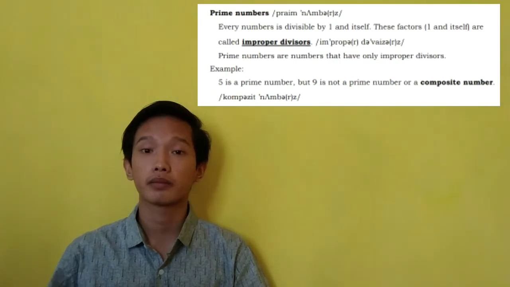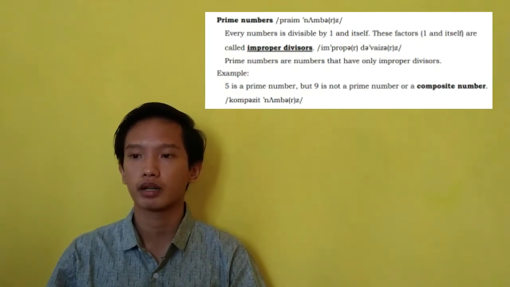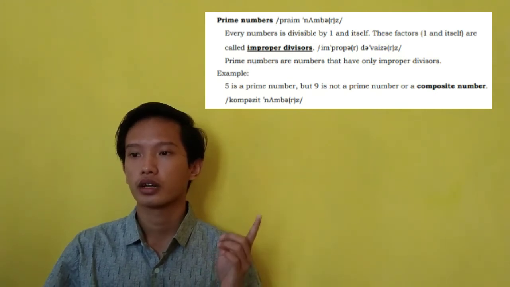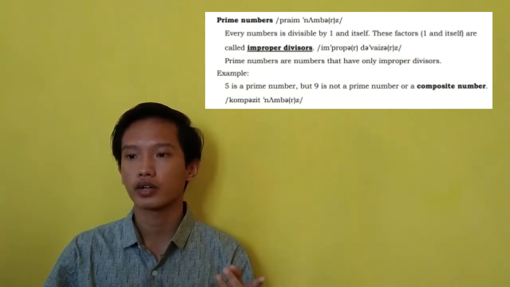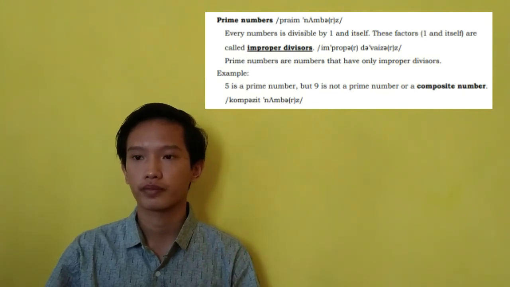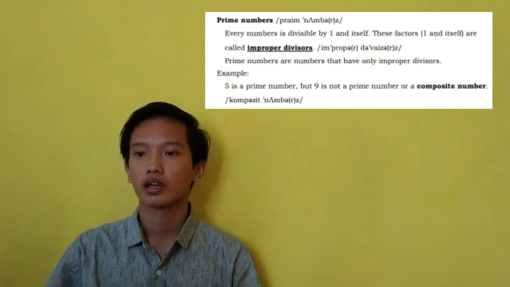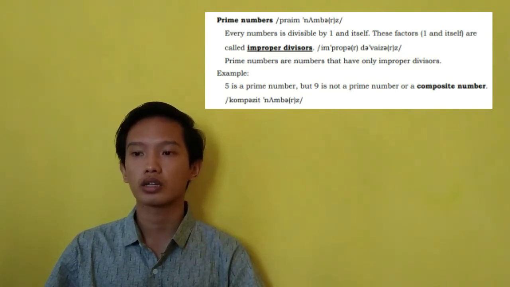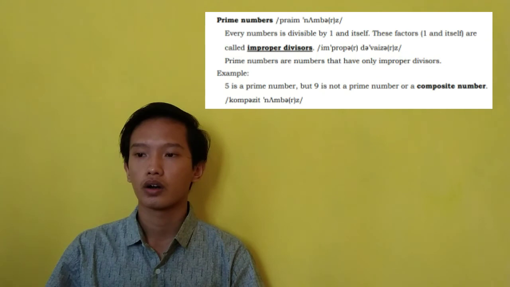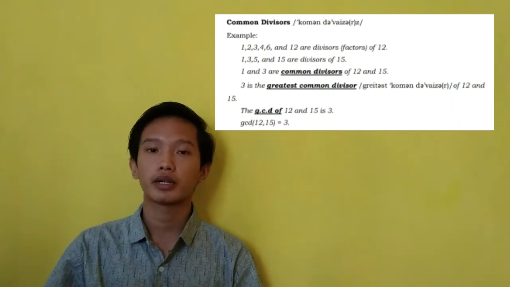And then prime numbers. Every number is divisible by 1 and itself. These factors, 1 and itself, are called improper divisors. Prime numbers are numbers that have only improper divisors. For example, 5 is a prime number, but 9 is not a prime number; it is a composite number. And then common divisors.